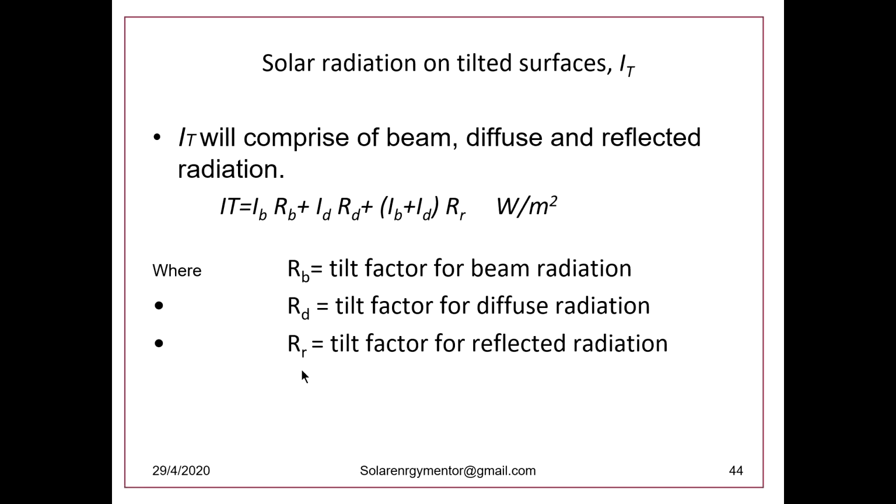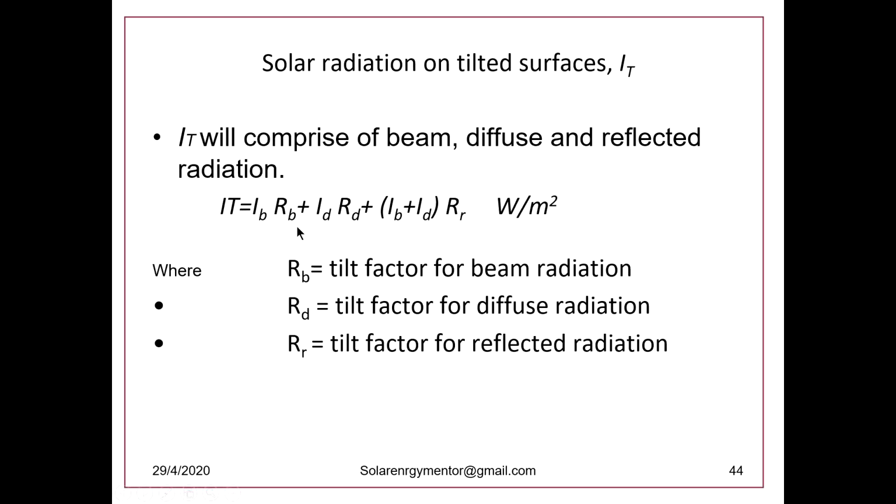Now, solar radiation on tilted surface. How to estimate solar radiation on tilted surface, that is IT. This is a very important expression. IT will comprise of beam, diffuse and reflected radiation. Now IT is equal to IB into RB, that is beam radiation into RB. RB is a tilt factor for beam radiation. ID into RD. RD is the tilt factor for diffuse radiation, and RR is the tilt factor for reflected or the total radiation, we can say.